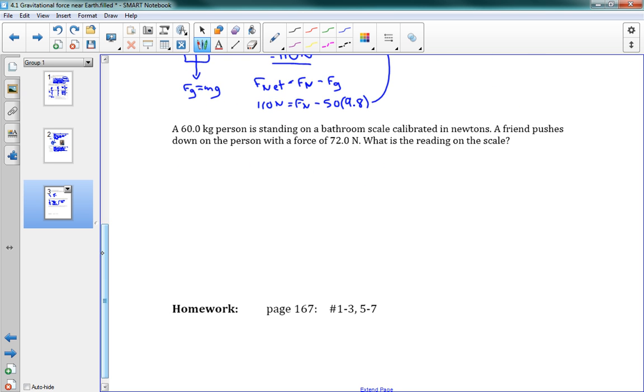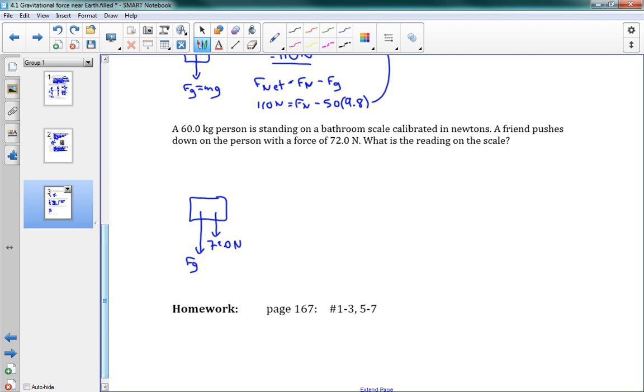Great. We'll look at the very last problem here, and then we're done. It says a 60 kilogram person is standing on a bathroom scale calibrated in newtons again. A friend pushes down on the person with 72 newtons. What is the reading on the scale? So if I draw my free body diagram again, this person is experiencing the force due to gravity, and they're also experiencing this applied force now from their friend of 72.0 newtons.